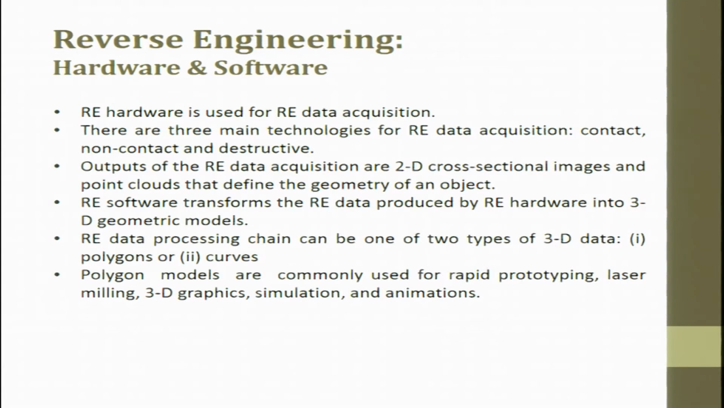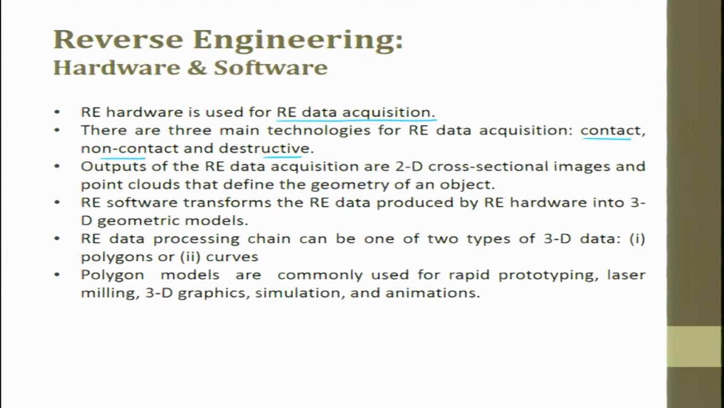So, reverse engineering hardware and software. When we talk about reverse engineering hardware and software, RE hardware is used for RE data acquisition. There are three major technologies for RE data acquisition. One is contact, another one is non-contact, and the third one is destructive. Generally, we do not prefer destructive because it is costly. So we damage or we lose a part.